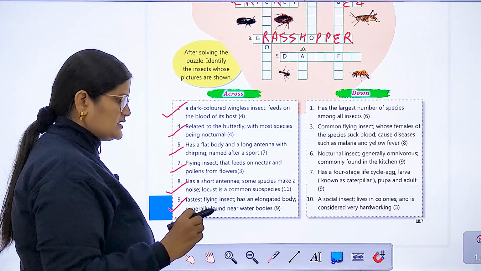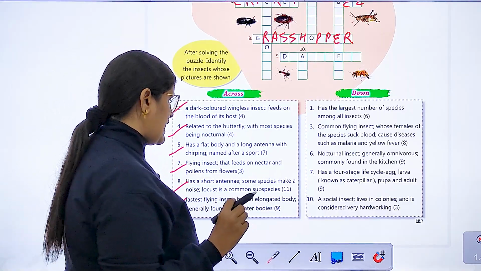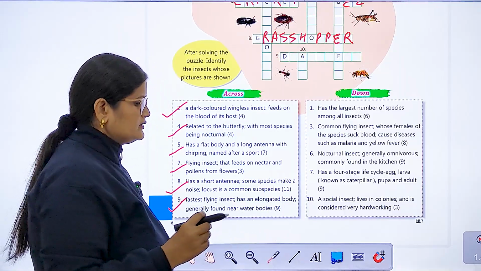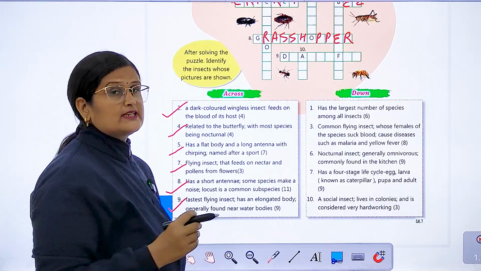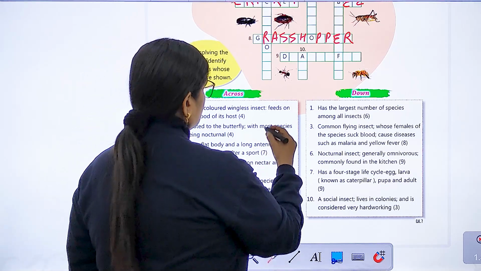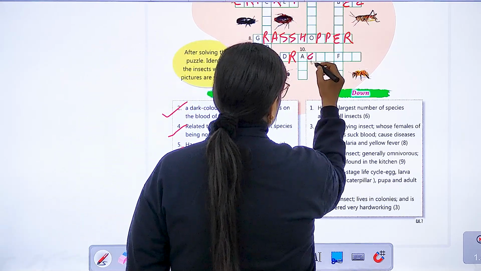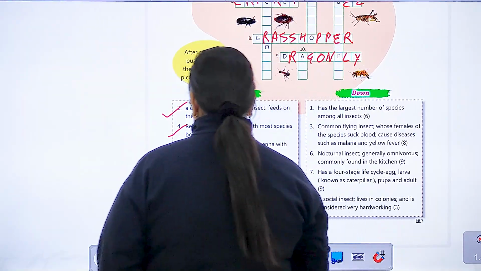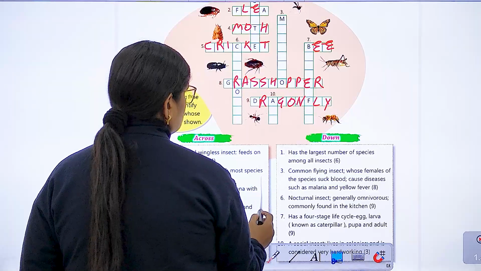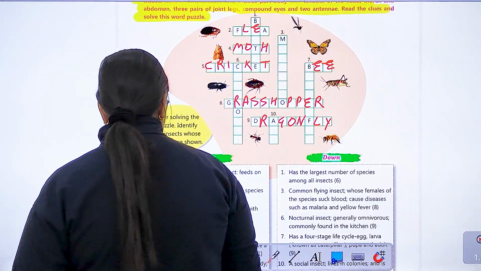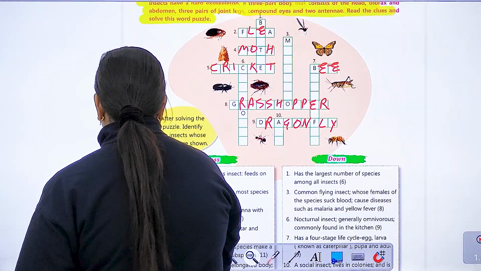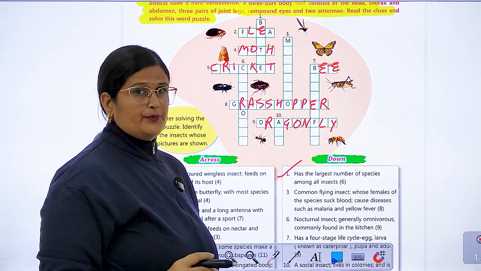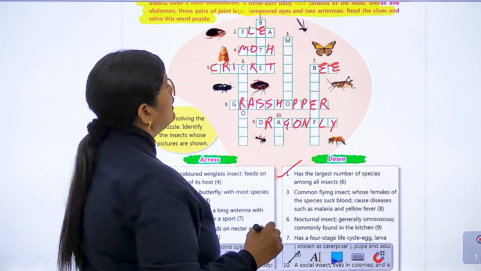Number 9. Fastest flying insect has an elongated body generally found near water bodies. It is dragonfly. Okay, now down. Number 1. Has the largest number of species among all insects. Beetle.